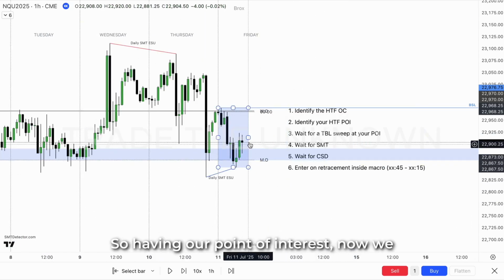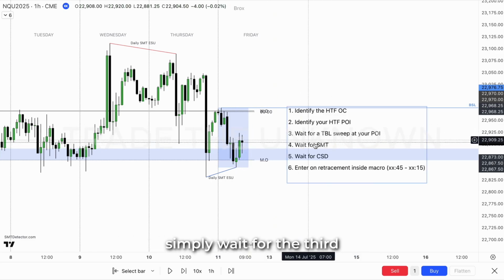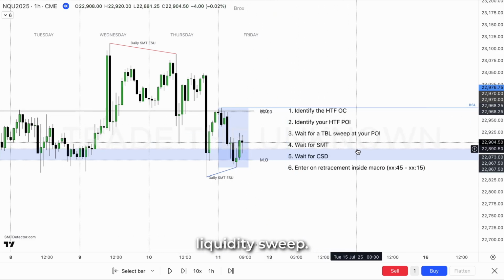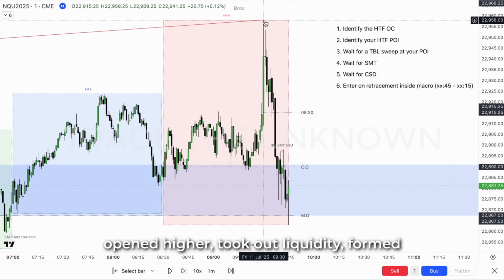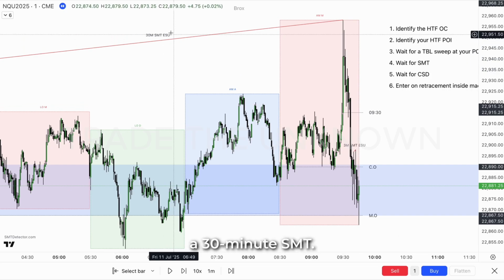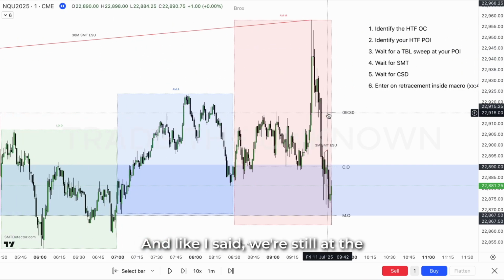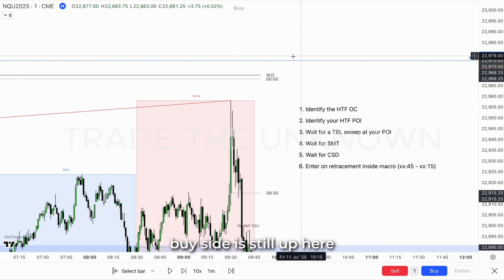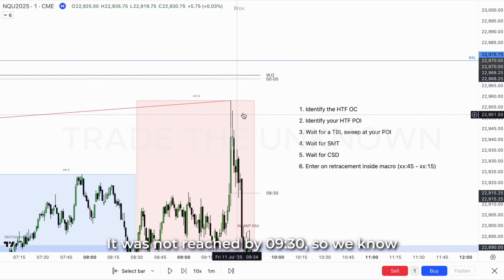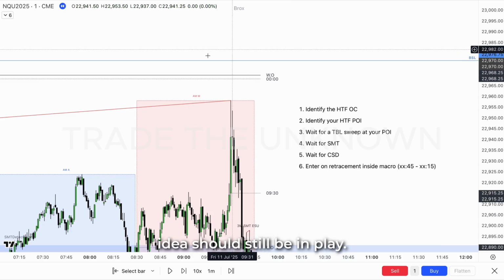So having our point of interest, now we simply wait for the third step, which is a time-based liquidity sweep. So on the lower time frames right here, we are now at market open. You can see market opened higher, took out liquidity, formed a 30-minute SMT. And like I said, we're still at the third step because, as you can see, our buy side is still up here that we marked out before. It was not reached by 9:30, so we know that the higher time frame idea should still be in play.